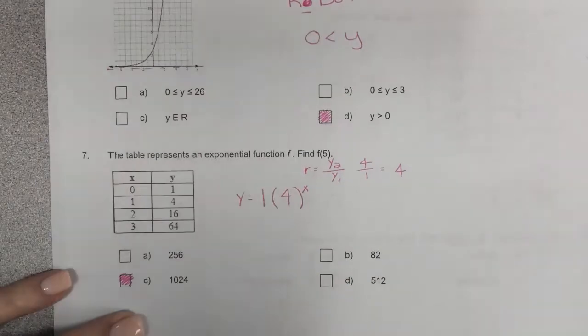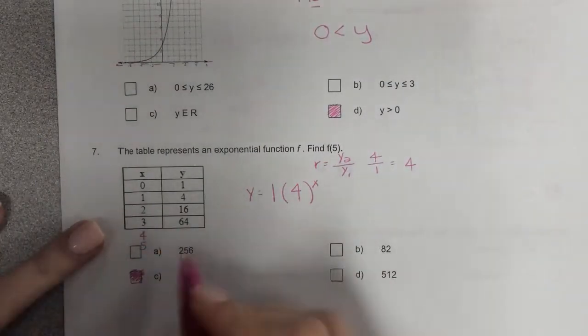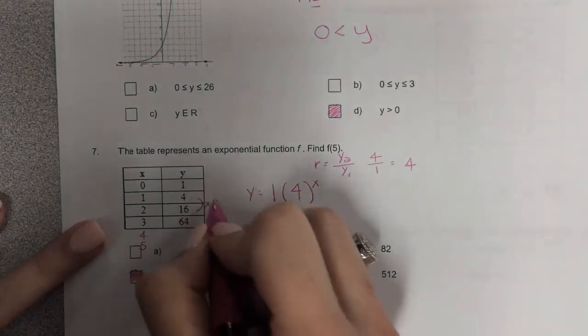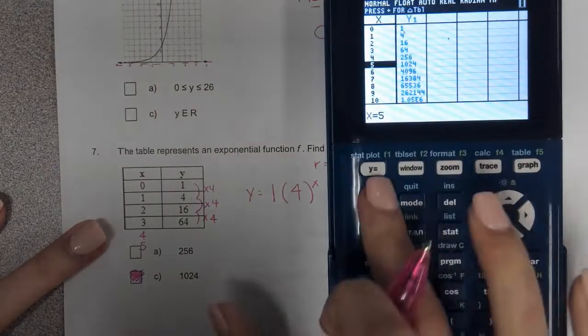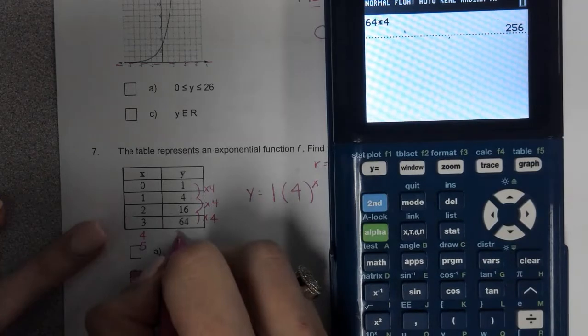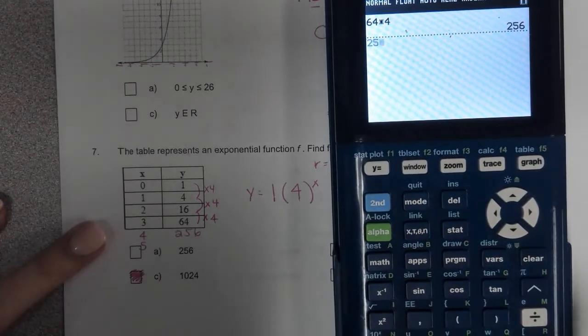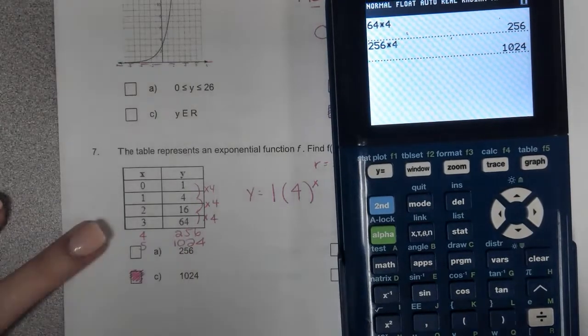If you don't have a calculator at home, you could just find the rate and continue your table on. If we're multiplying times 4 each time, 64 times 4 is 256. 256 times 4 is 1024. So either way.